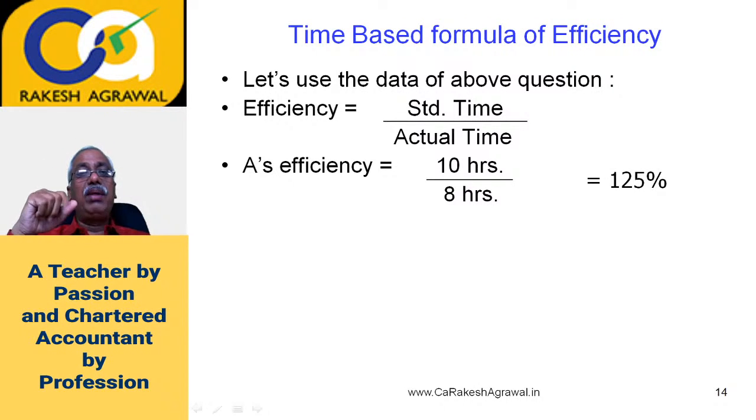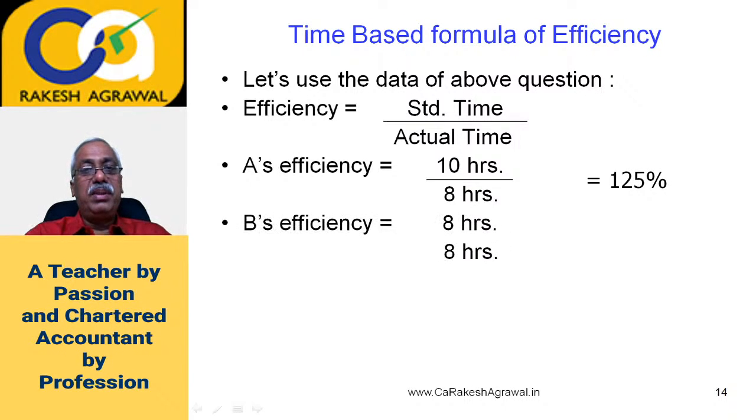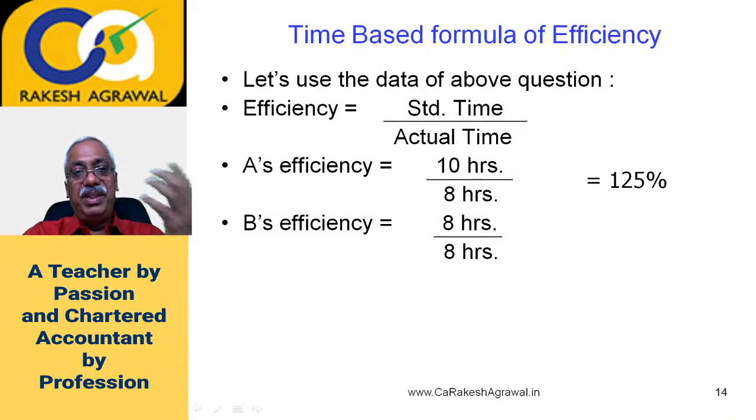Now you do the calculation of B's efficiency using the earlier data. Take the data of B and calculate the efficiency of B. What was the standard time of B, if you remember? Standard time is the standard time required for actual output. I think B's standard time was 8 hours and B has actually also taken 8 hours. So B's efficiency will be 8 upon 8, that is 100%. B's efficiency is 8 hours upon 8 hours into 100, you will get naturally 100%.